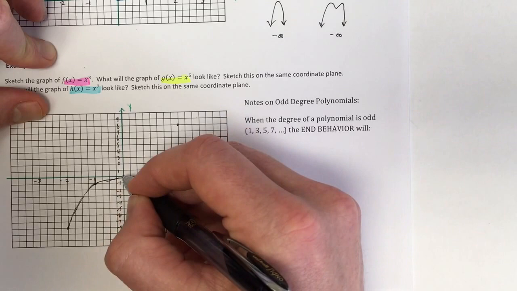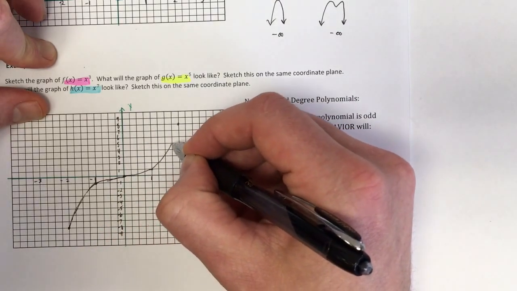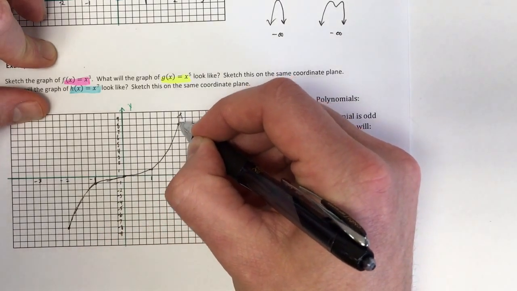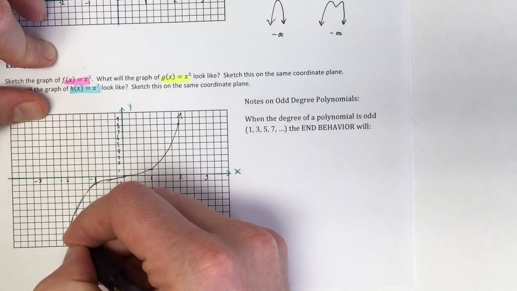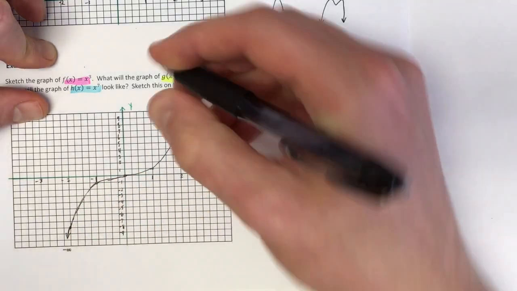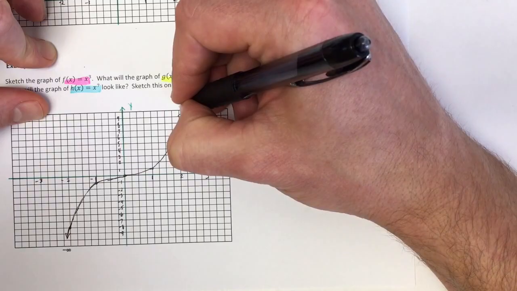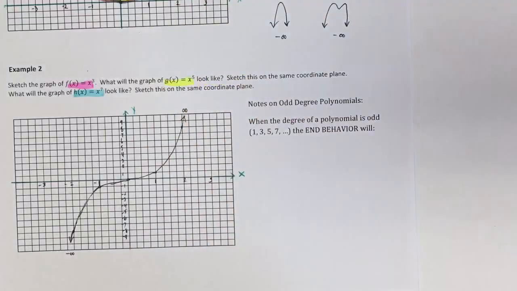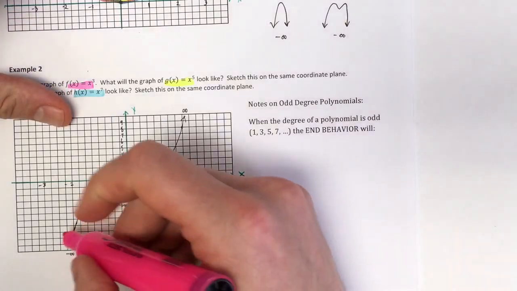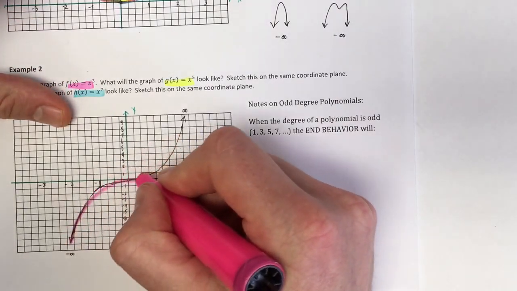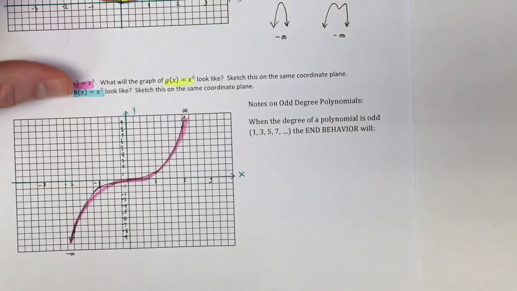Flattens out at 0, then kind of trends upwards. And what I notice about this is that this sort of trends towards negative infinity at the beginning on the left-hand side, and this trends towards positive infinity. And so they're going in opposite directions. And that's a little bit different than what we had seen with the even degree functions from before.